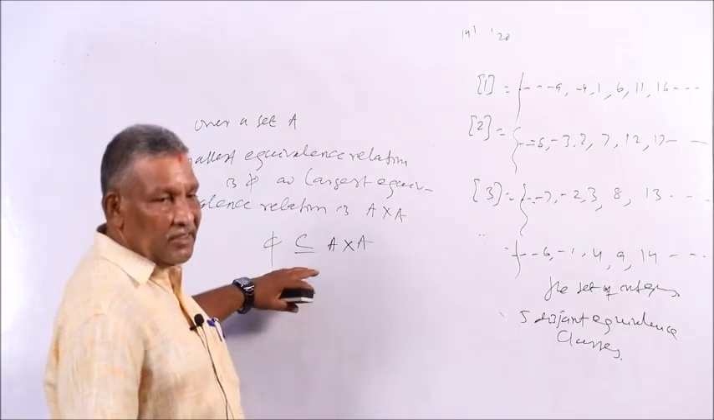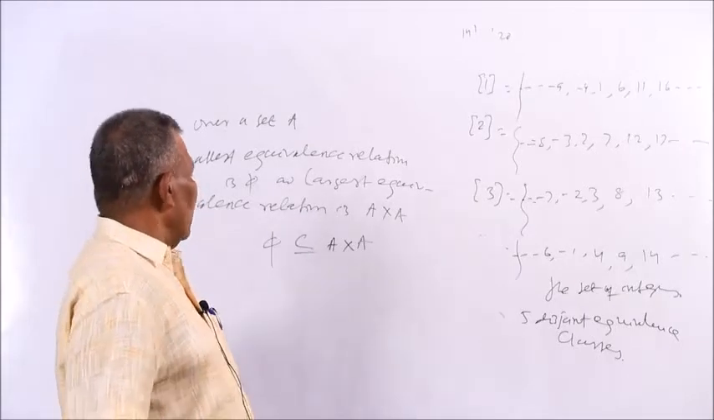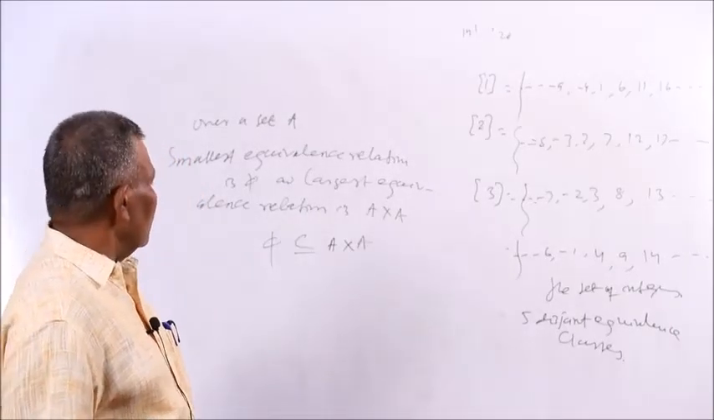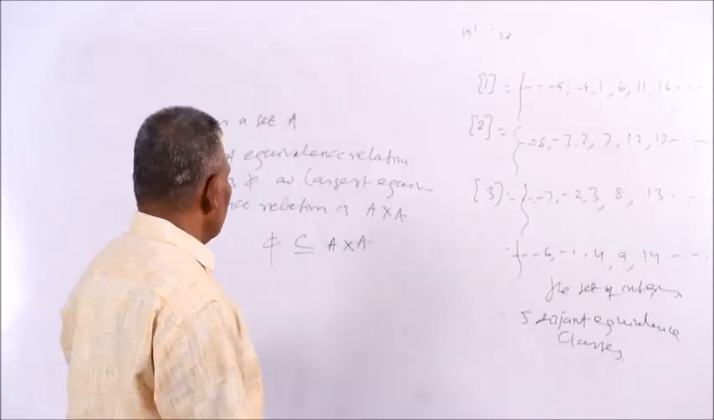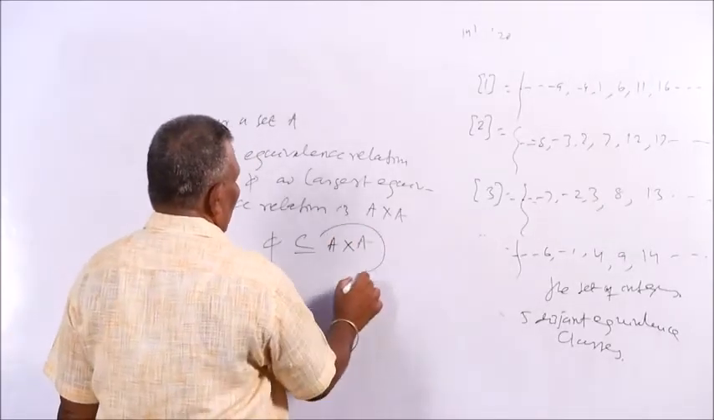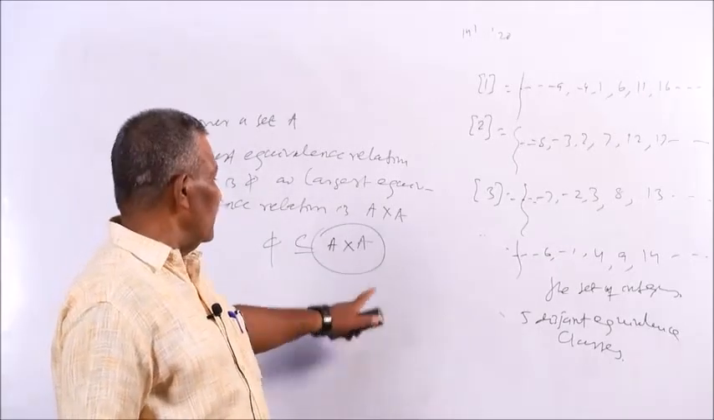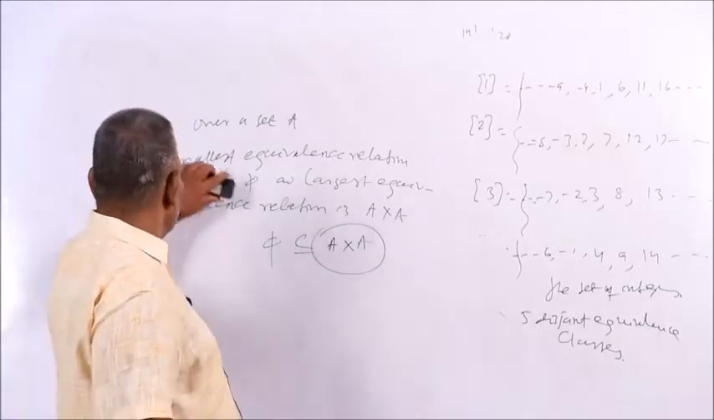Therefore, this empty set is an equivalence relation, and that is called the smallest equivalence relation. For the proof you can take it vacuously. And over the set A, the largest set of ordered pairs is A cross A, therefore it is the largest equivalence relation.